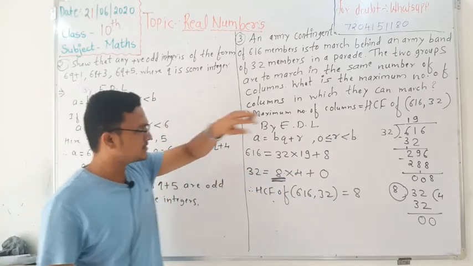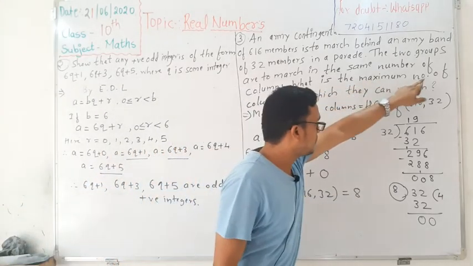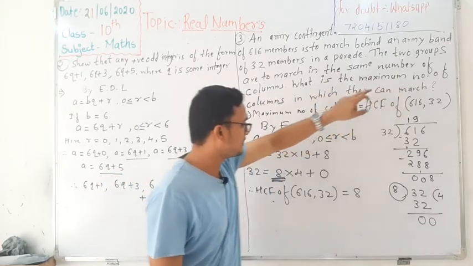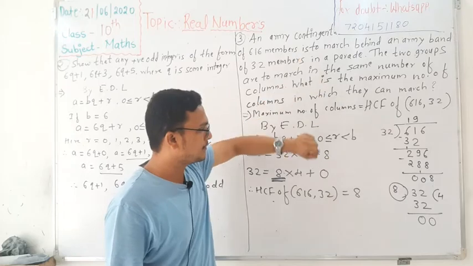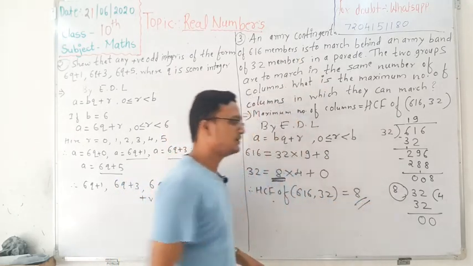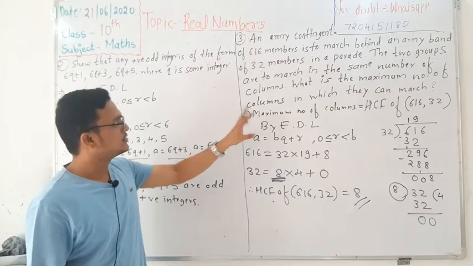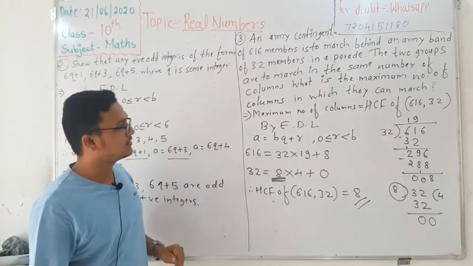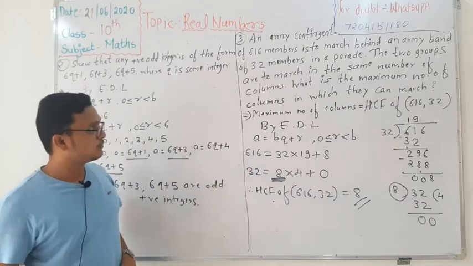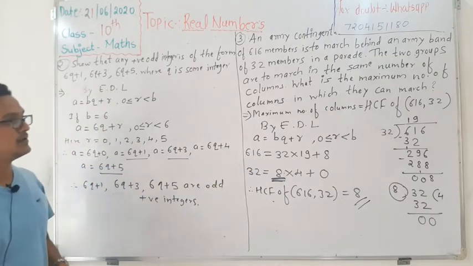So here, what is the question? The maximum number of columns in which they can march. So how many columns can march in the parade? That is, a total of 8 columns can march in the parade. Okay, so this is the third question. I hope you have understood this question. So pause the video to note it down.